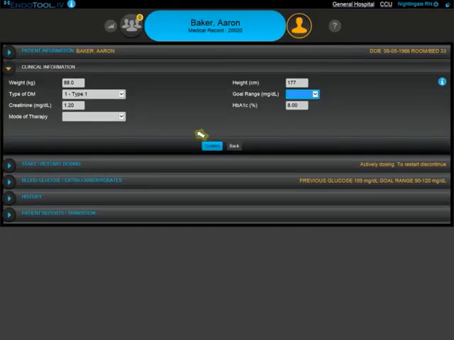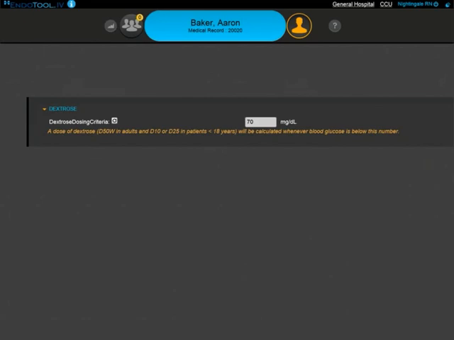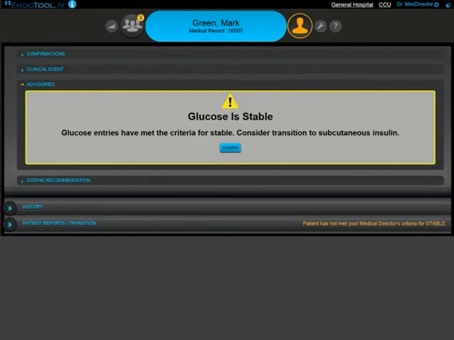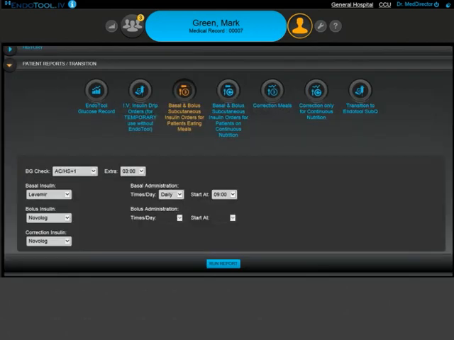The feature functionality and settings provided by EndoTool are determined by your clinical implementation team and approved by your medical director. The settings cover over 300 options that include goal ranges, treatment thresholds, content and display of clinical advisory statements and prompts, the criteria for the display of the stable message, and the options available for use when the patient transitions to subcutaneous dosing.